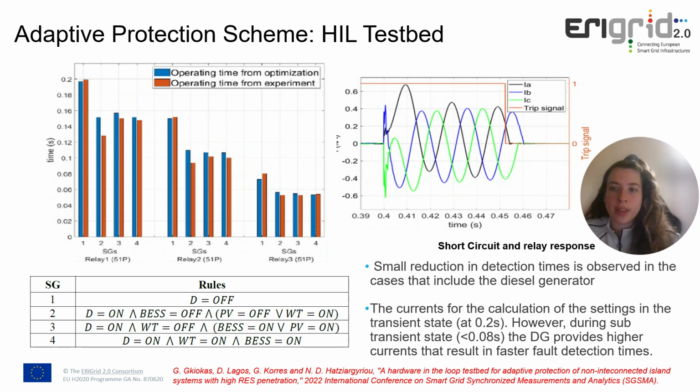The comparison of the times is presented in the figure on the left. The figure on the right shows the simulated fault, its detection and clearance by the industrial relays. As observed from the figure on the left, the theoretical results and the experimental results present slight differences. One of the main observations is that during the subtransient state, so when we are less than 0.08 seconds, the diesel generator provides higher currents that result in faster fault detection time.